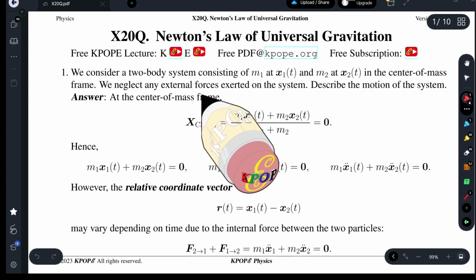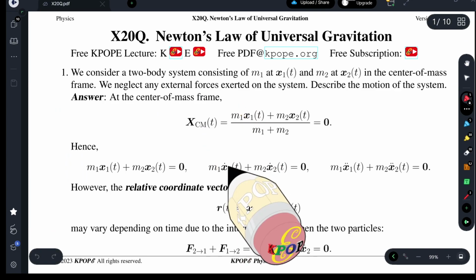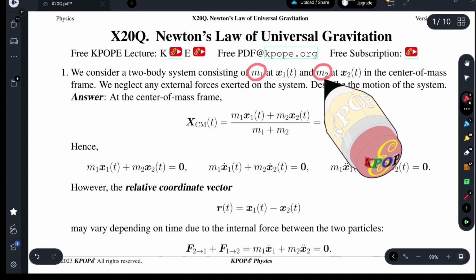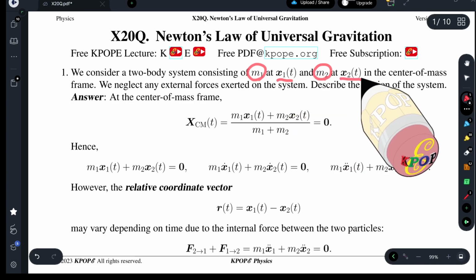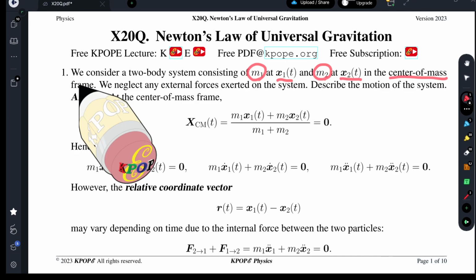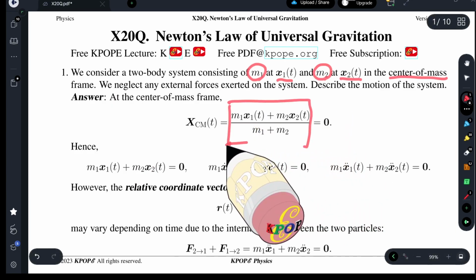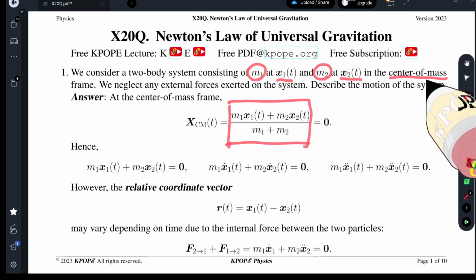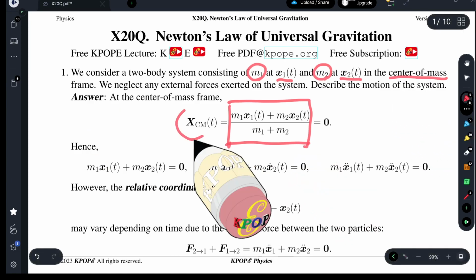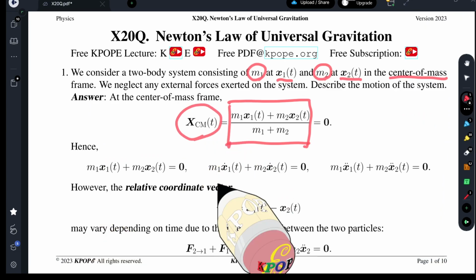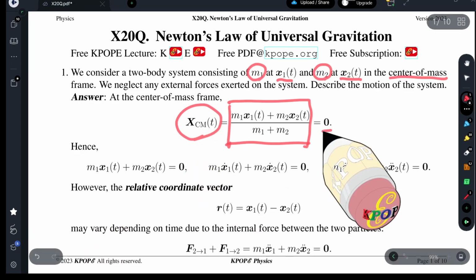Okay, let's begin with problem 1. We consider a two-body system consisting of two masses, m1 at x1, m2 at x2, in the center of mass frame. The center of mass of the two-body system is defined in such a manner. Because we are at the center of mass frame, this center of mass is chosen as the origin of the coordinate system. The corresponding vector is the zero vector.